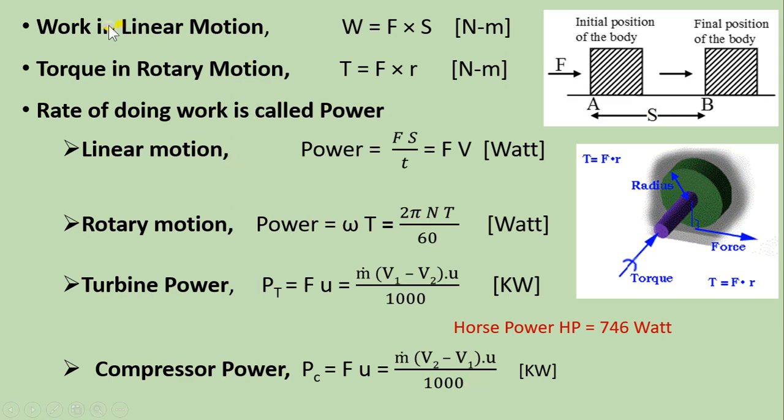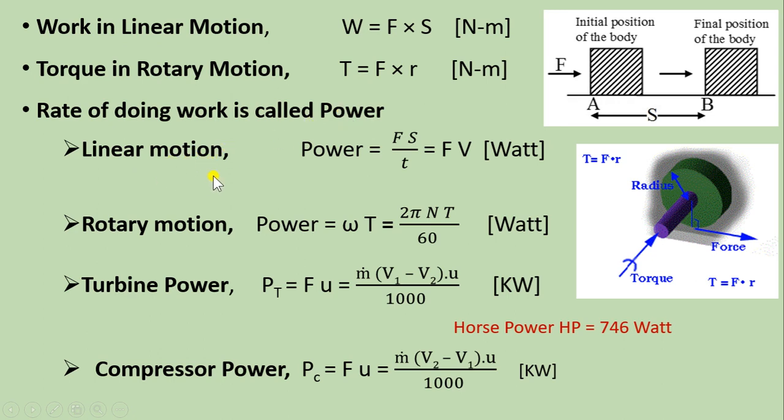Now, as far as work is concerned, there are two types, linear work and rotary work. Let us see this image for the linear. Suppose this body is moving by the application of force F and it is displacing by distance S, then linear work is nothing but force into distance in joule. While in case of rotary work, it is a force multiplied by this radius, that is torque. Rate of doing work is power.